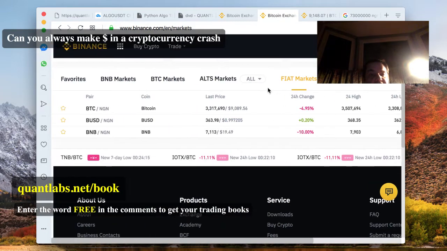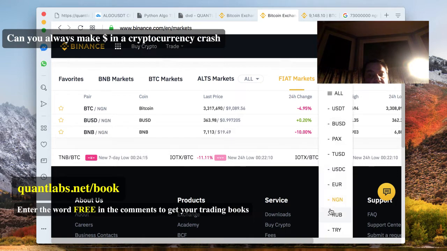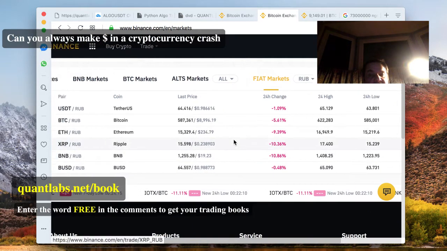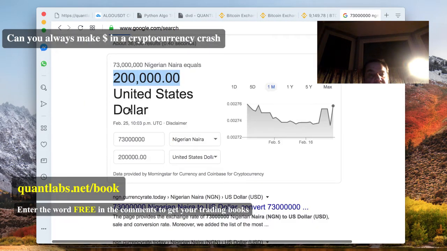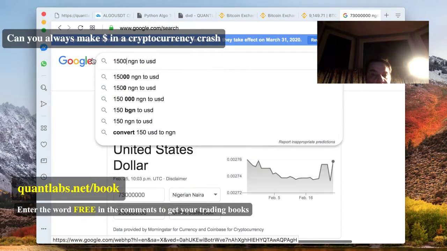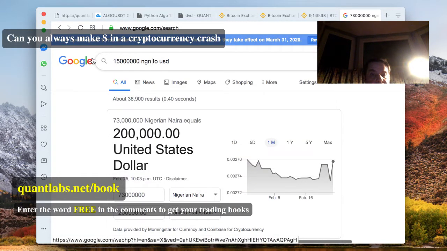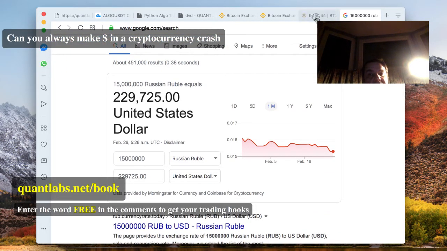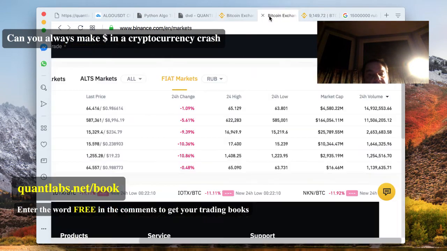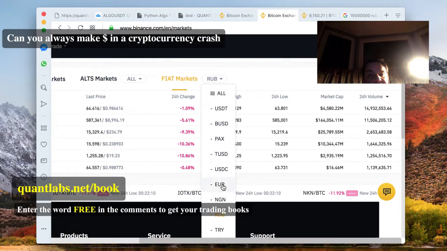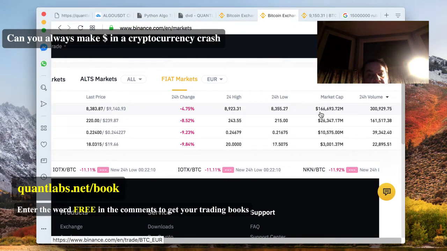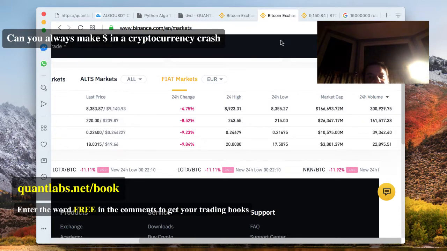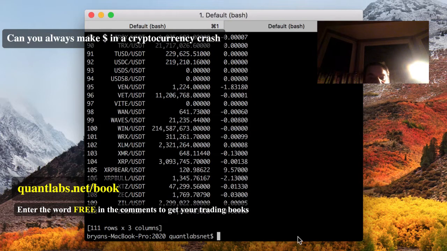Where if you look at, let's say ruble, so USDT, let's say 15 million ruble. So 1, 2, 3. What's that equal to in US? Wow, now 229,000. So right now, easily the euro fiat market's their biggest right now. So that would be 300,000. It's very small. So USDT is where you want to be to trade. Okay, so here we are done.